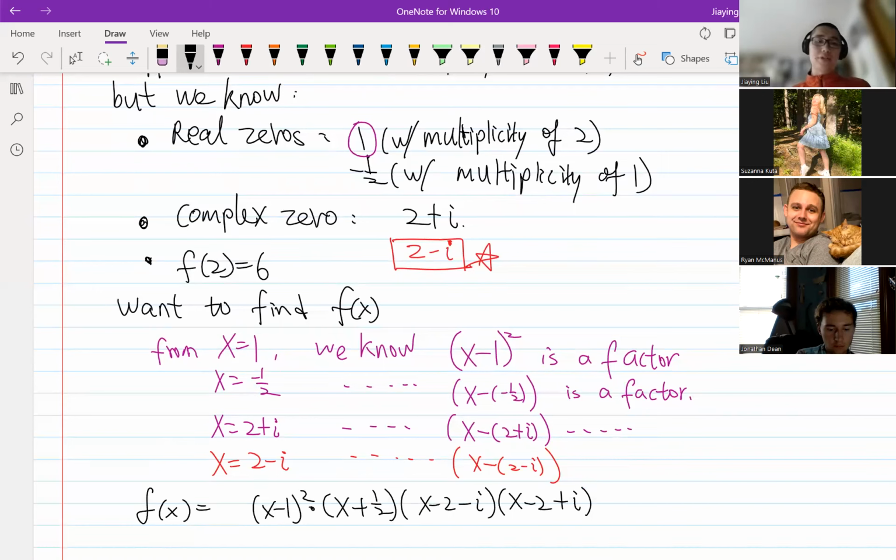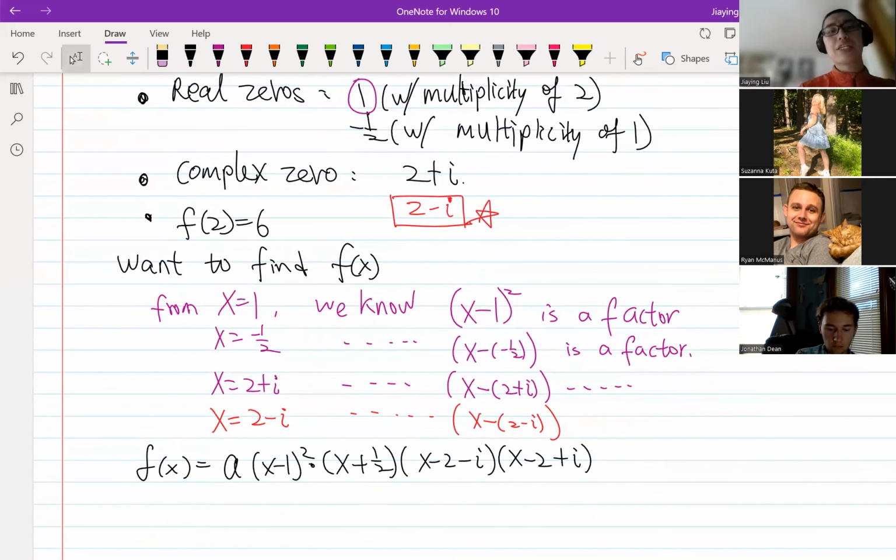Well, is this the answer? Well, not really, because we need to add a constant a in front of it. We still need to find out what a is. And that's why we need the last information given, f of 2 equals 6. So we're going to use that information to decide what a is.